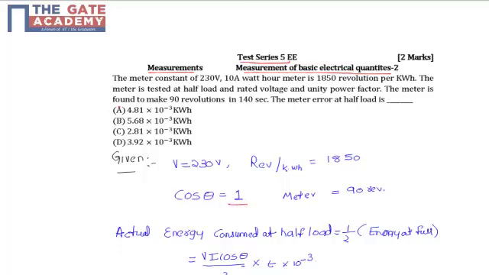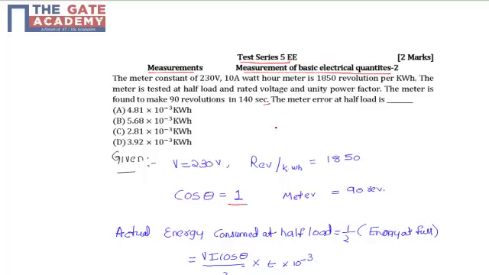The meter is found to make 90 revolutions in 140 seconds, that is t is equal to 140 seconds. We have to find the value of the error of the meter, that is, the percentage error at half load.